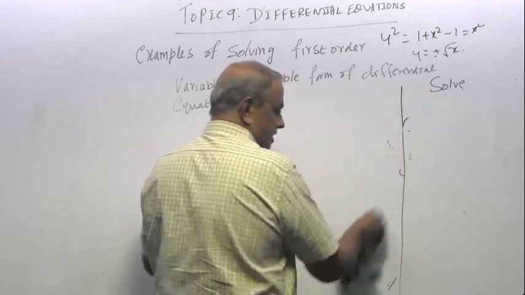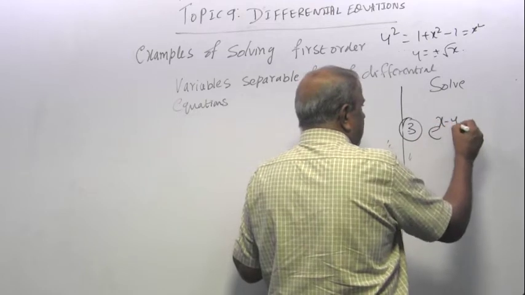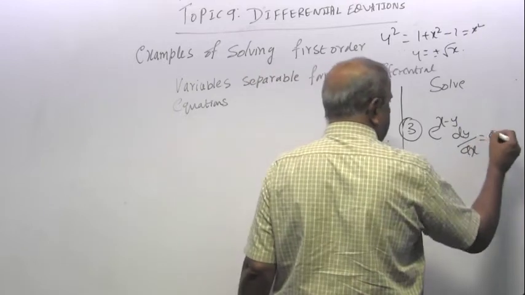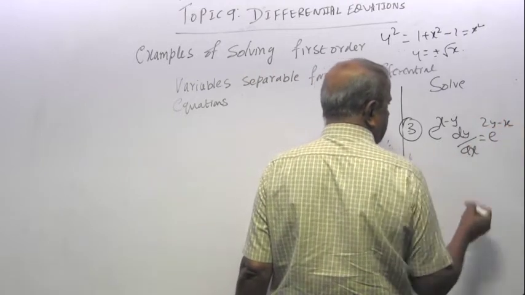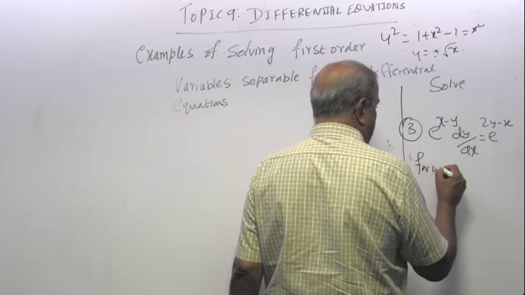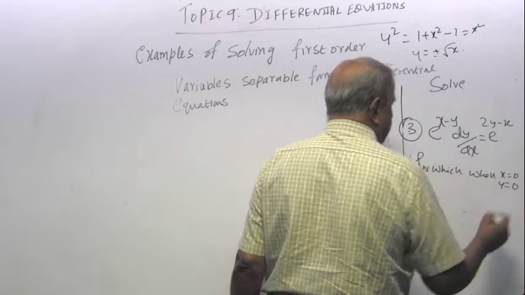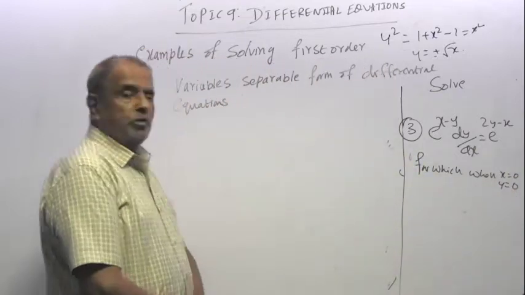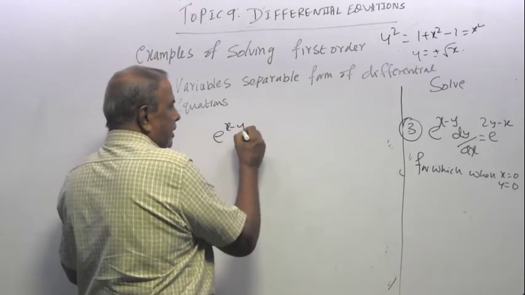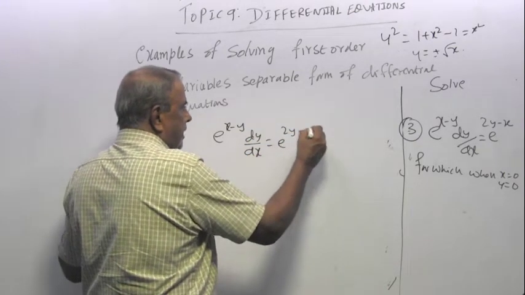Let me make my own question. Solve number 3. E power x minus y dy by dx is equal to e power 2y minus x, for which when x is 0, y is 0. I hope it works. Hopefully it does. Now, let me write that equation. E power x minus y dy by dx equal to e power 2y minus x.